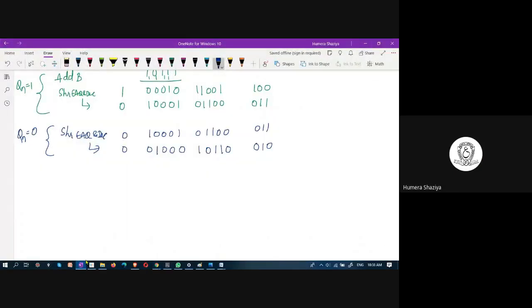Here, next, what is the next Qn? The next Qn is 0. When it is 0, you have to perform only shift right and decrement. This is the present value. These are the present values.